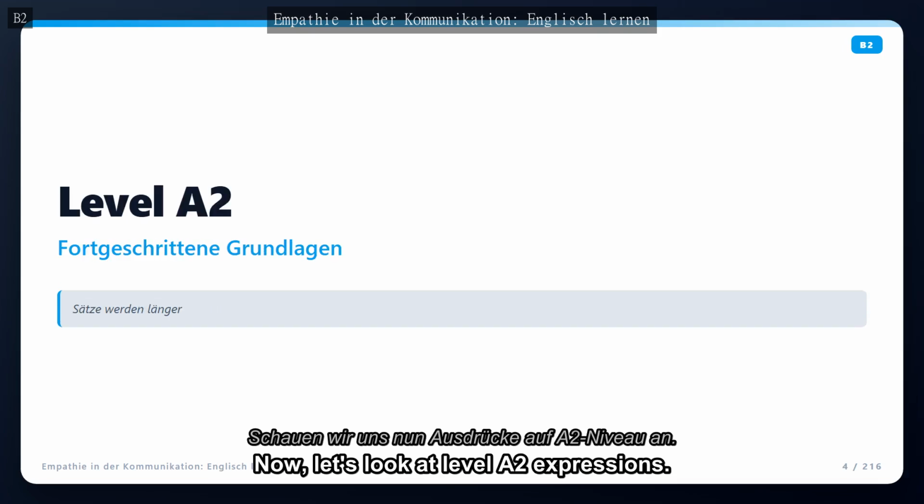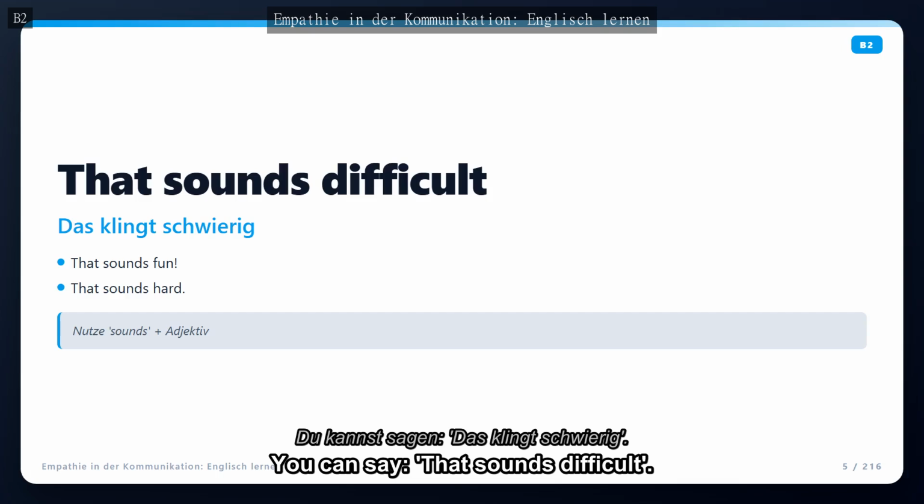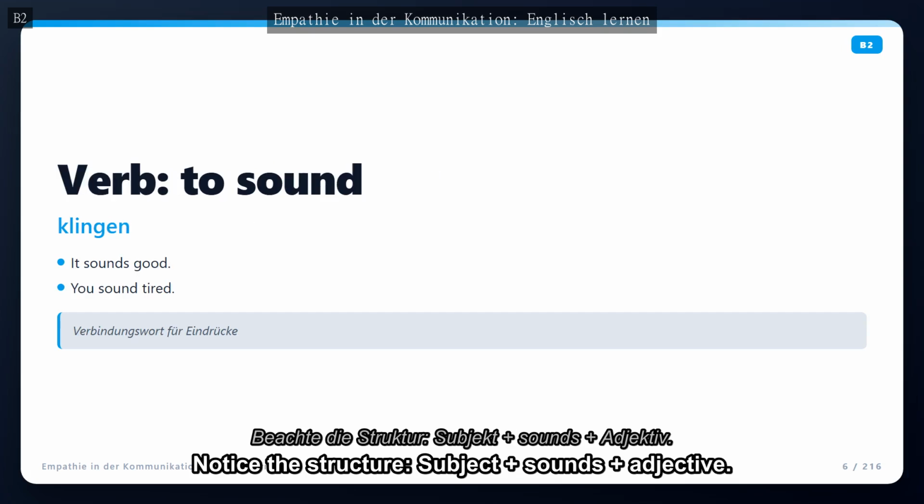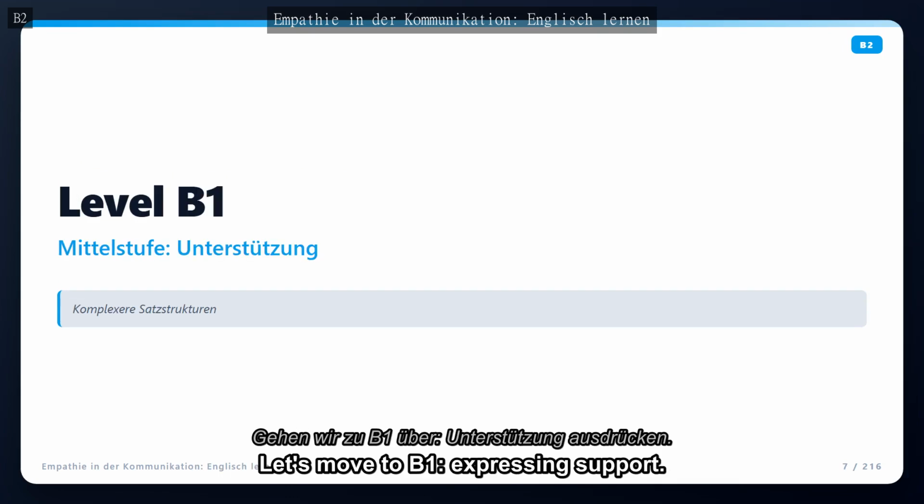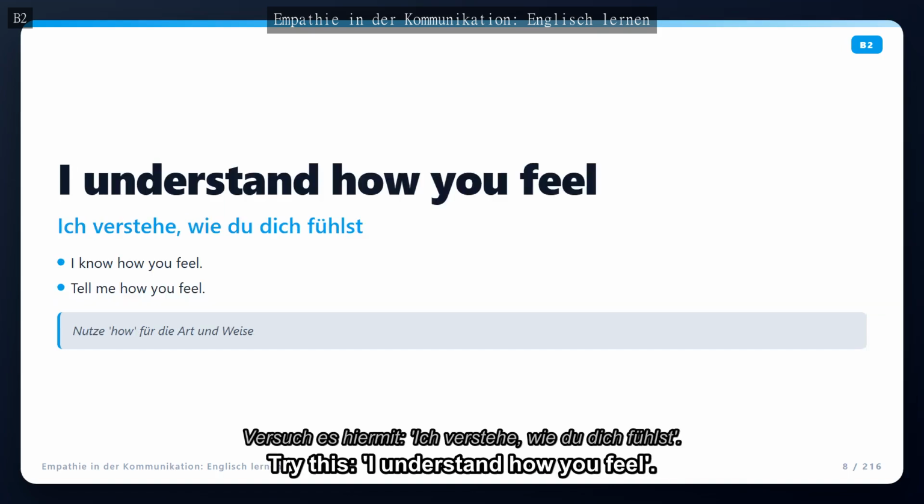Now, let's look at level A2 expressions. You can say, that sounds difficult. Notice the structure, subject plus sounds plus adjective. Let's move to B1, expressing support. Try this. I understand how you feel.